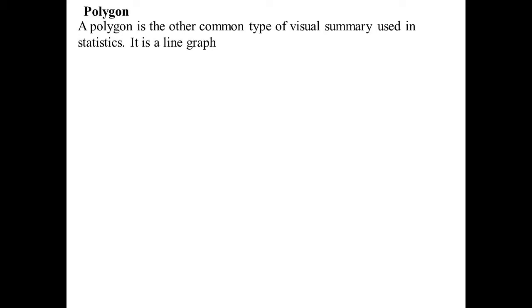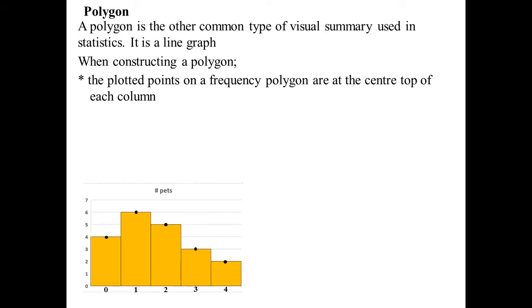Okay, the polygon. And the polygon is like the line graph. So the rules for the polygon. You plot the points immediately above the data. So if you had the histogram there as well, it'll be on the top of the histogram, but in the middle. That'll be where you plot the points. So like so. So I've plotted the points for each of the columns there.